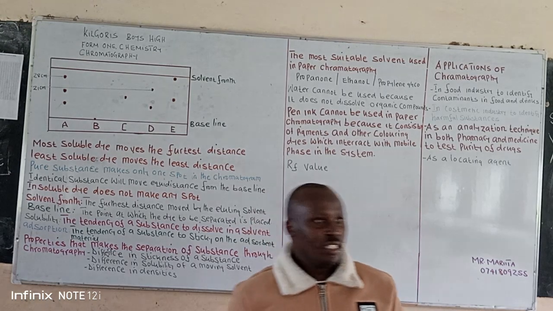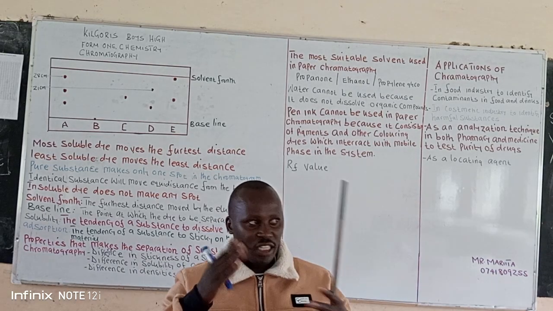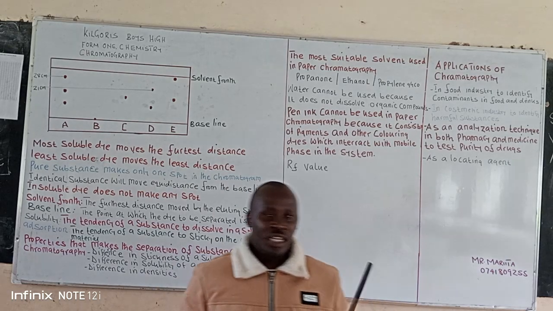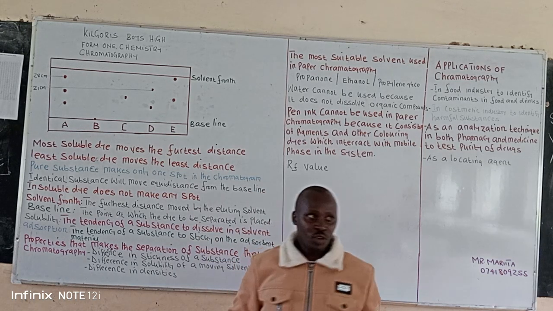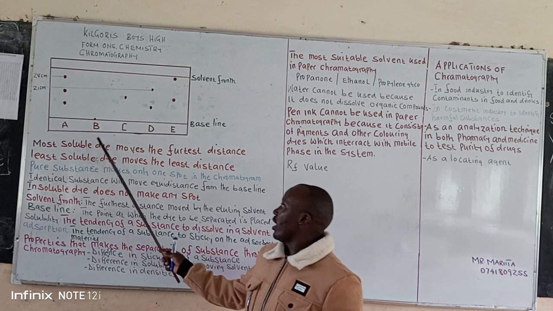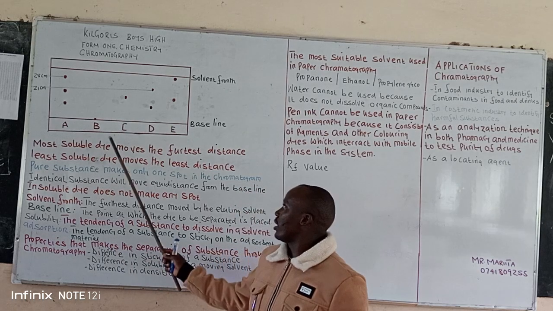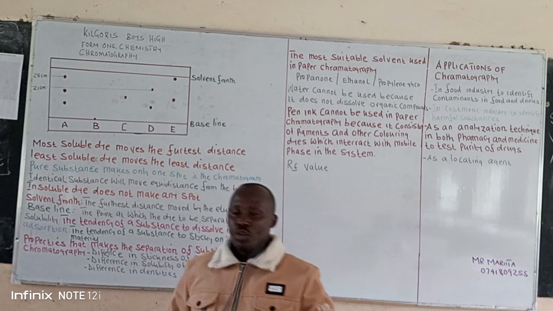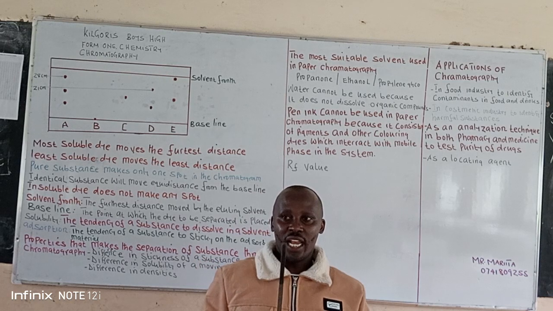So if we look at this diagram I have here, we have some of the principles that you are supposed to understand in order to answer a question well when dealing with chromatography. I have a chromatography paper here. Then we have mixture A, substance A, and then mixtures B, C, D, and E. You need to understand some basic things.